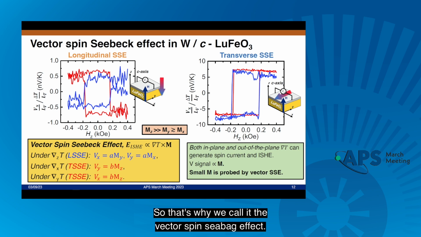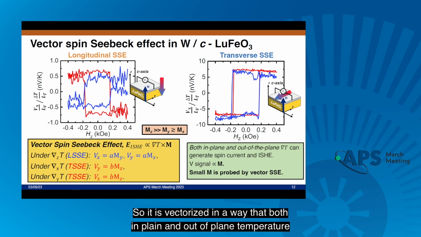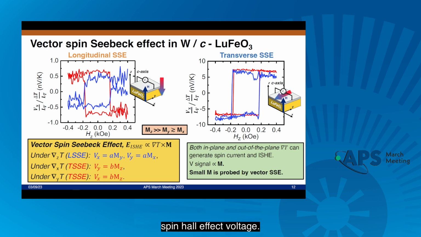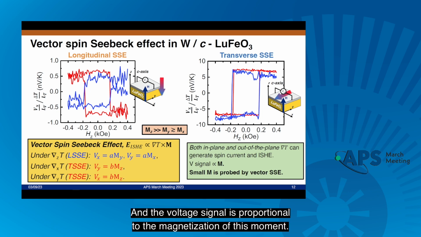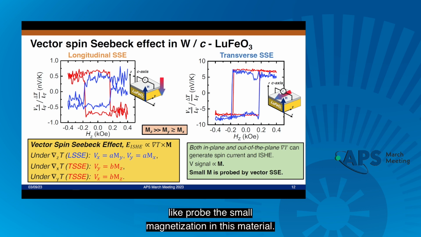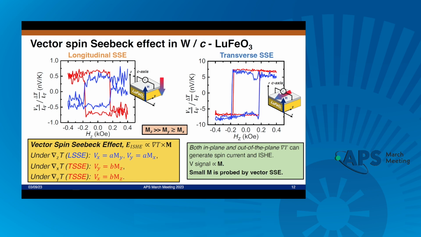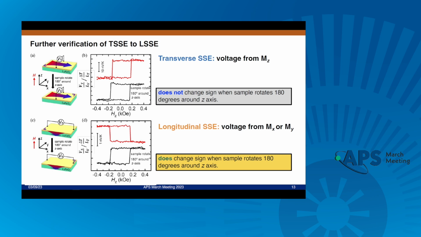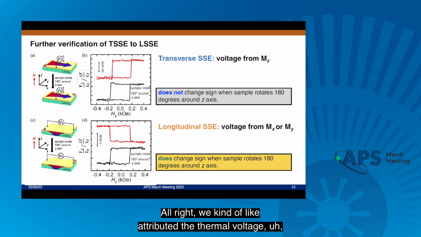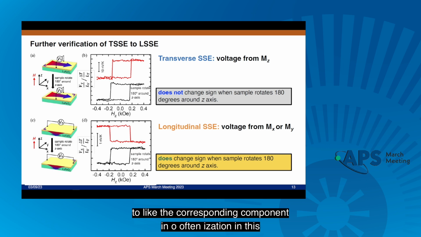So that's why we call it the vector spin Seebeck effect. It's vectorized in a way that both in-plane and out-of-plane temperature gradient can generate spin current and can be picked up by inverse spin Hall effect voltage. The voltage signal is proportional to the magnetization of this moment. Here we can see that we essentially can use spin Seebeck effect thermal voltage to probe the small magnetization in this material. All right, we attributed the thermal voltage to the corresponding component of the magnetization in this material.